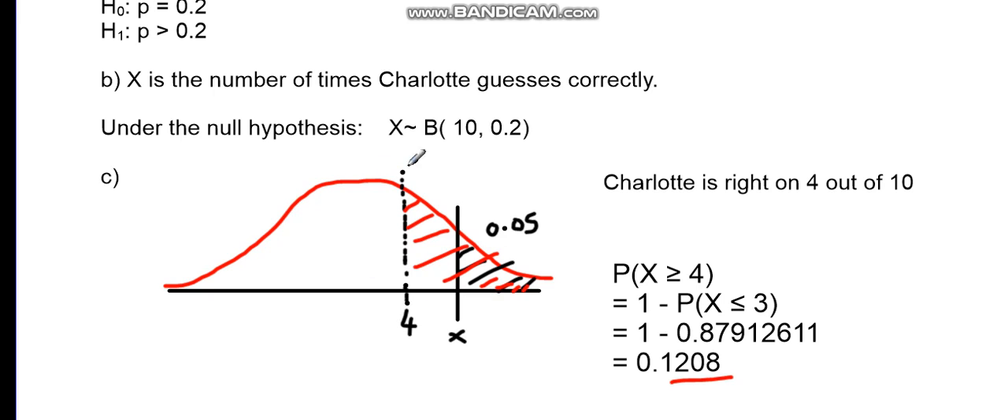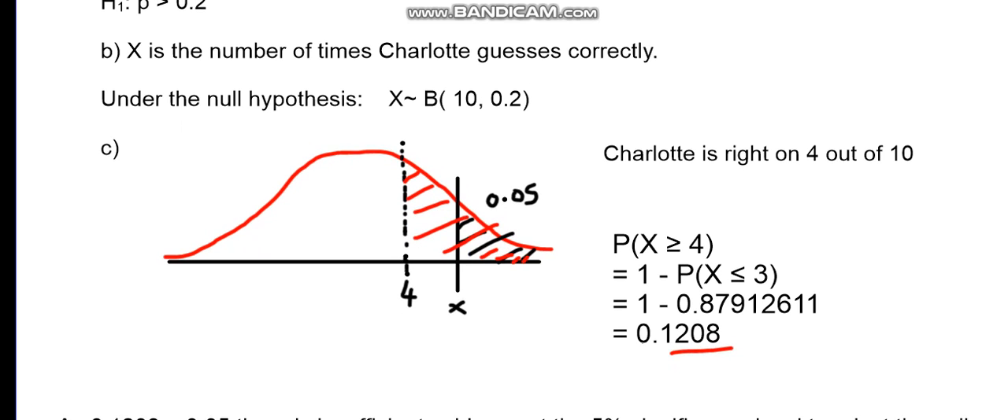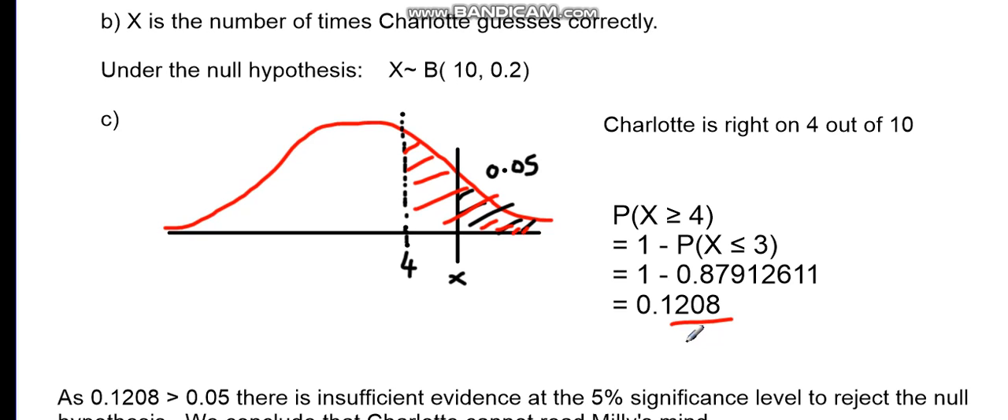So we can see when we put it on our diagram that 4 is not in the critical region, so therefore we're not going to reject the null hypothesis. Okay, it's not significant enough to say that actually she's not just guessing. Okay, so the way we'd state this, so what we're doing is we're going to compare this, our p-value here.